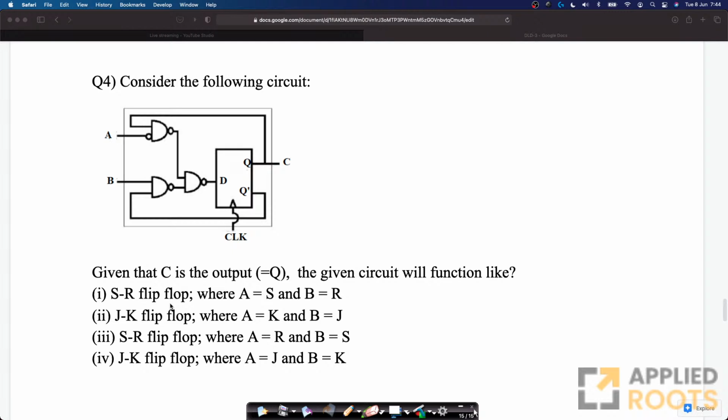Somebody is asking, what is the initial state? Why do you care about the initial state? All that we are saying is, pick an initial state of your choice. All that we are asking here is: this circuit, what sort of flip-flop is it equivalent to, and where should each of the J and K, or S and R, go to? That's all we are asking. This is an MCQ. Pick the most appropriate answer.